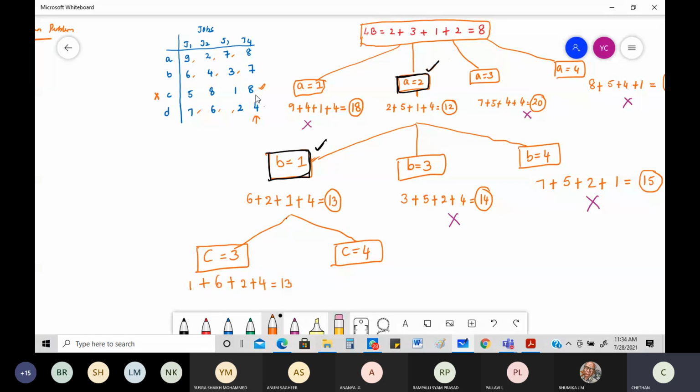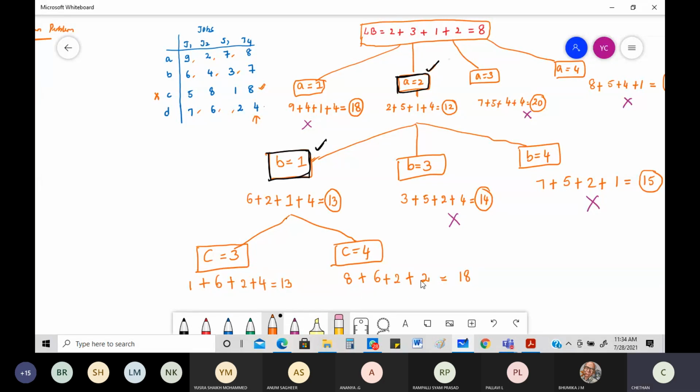If C is doing the fourth job, what is the cost here? 8, plus minimum among 9, 6, 7. Minimum is 6. Minimum among 2, 4, 6. Minimum is 2. Then minimum among 7, 3 and 2. Minimum is 2. What's the value you get? 18.